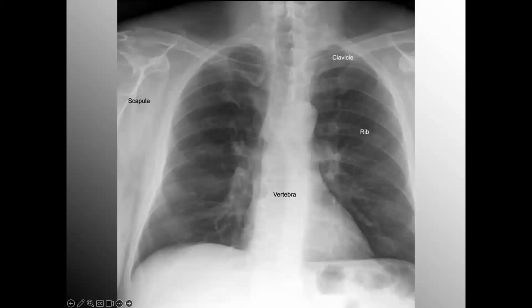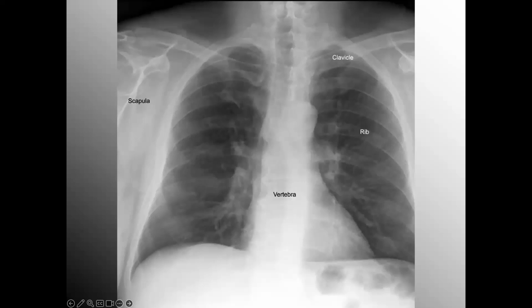Now, these are bony, hard structures that should be reliable landmarks unless there's just some genetic abnormality or trauma present or just something really unusual. These are relatively immobile structures. You've got the scapula, the clavicle, the ribs, and the vertebrae.